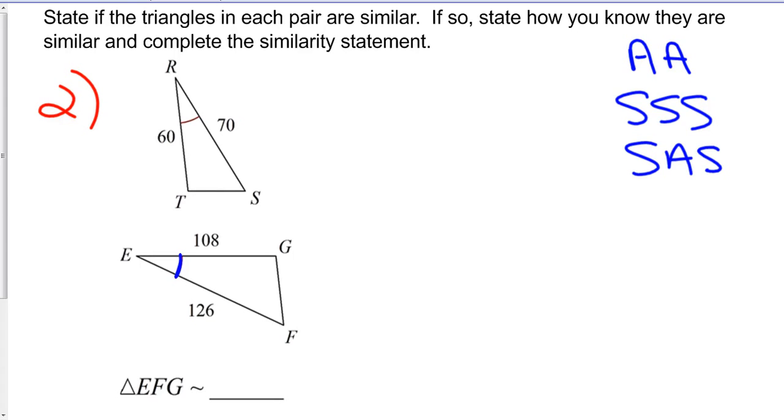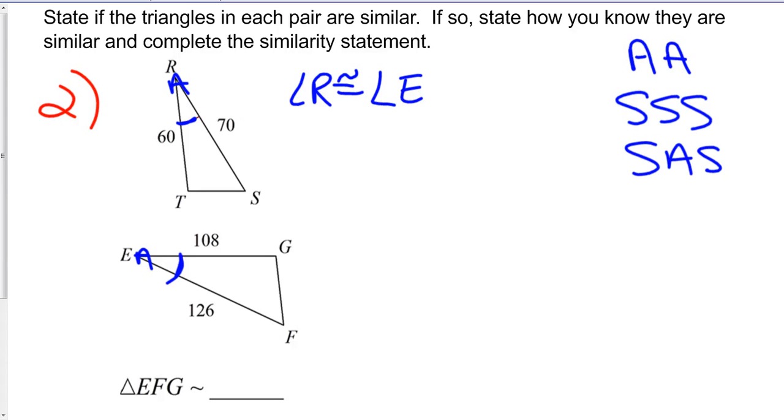Now, we need to double check. First of all, we've got 2 angles that are congruent. We've got angle R congruent to angle E, right? And so that takes care of the angles. We like to write the A on there so we know what we've got. Now I also see that I've got 2 pair of sides that are hopefully corresponding and may be in proportion. So here's the trick to always remember.